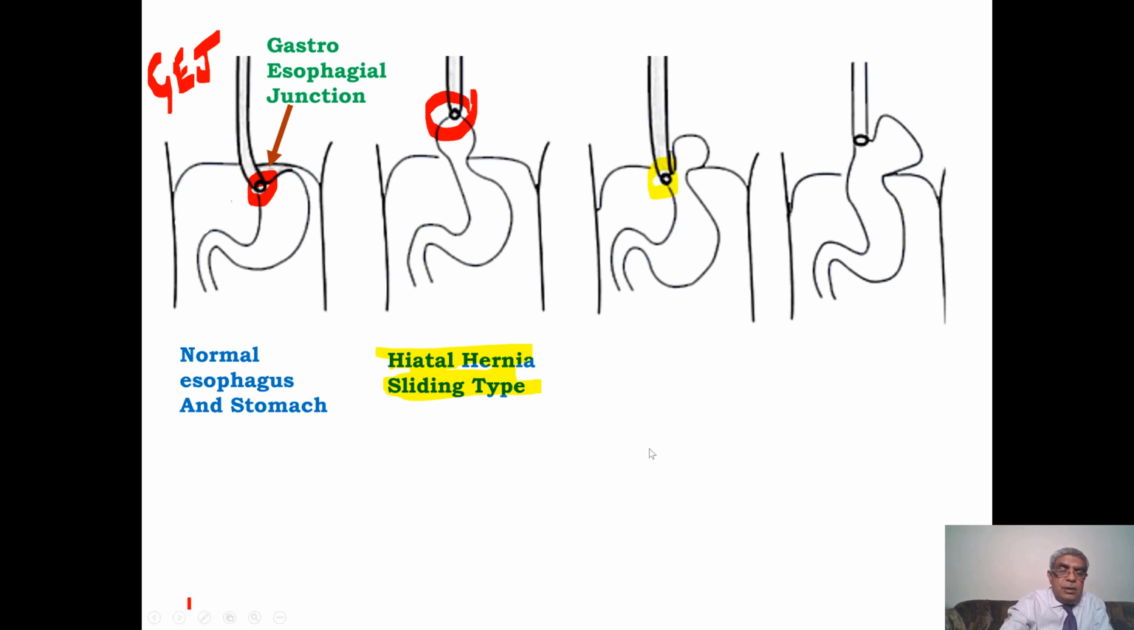Paraesophageal hernia, and in these paraesophageal hernias the gastroesophageal junction lies in the abdominal cavity, whereas a portion of the stomach, look at that, a portion of the stomach comes in the thoracic cavity through the hiatus. These are the paraesophageal or rolling type of hernia.